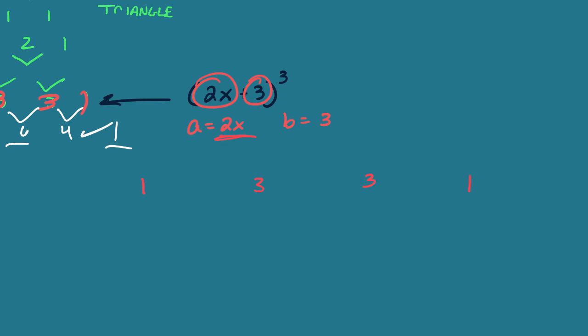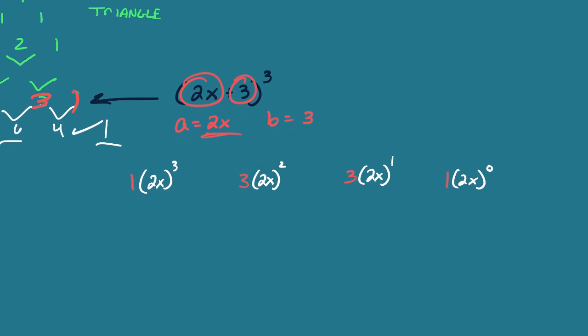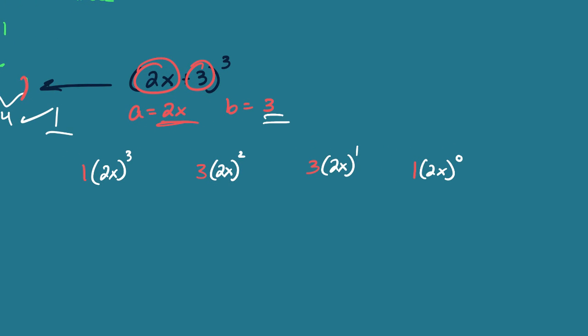So the first term is 2x, that's my a, and my a is to the third power. Then my a is to the second power. Then my a is to the first power, and then my a is to the 0 power. I'll show it this time. That's just 1 again. My b now is a 3. So it starts with no 3s, 3 to the 0, then it has a 3 to the first. It's the b going in ascending order. You can see it ends up with b cubed.